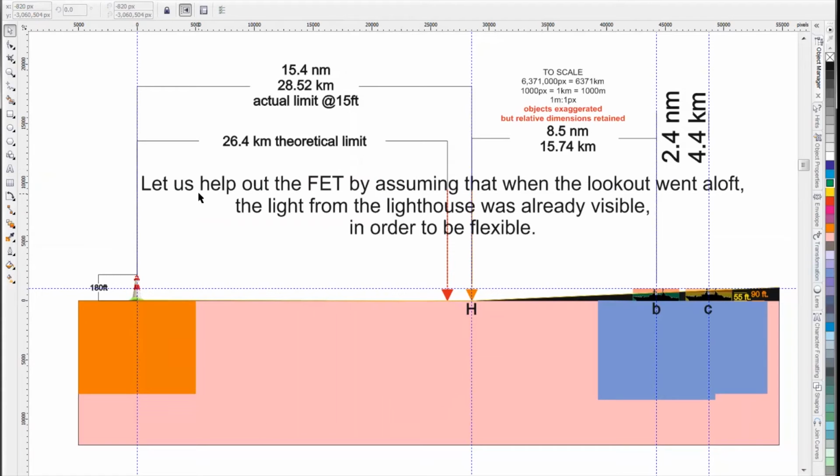However, let us help out the flat earth theory by assuming that when the lookout went aloft at point C, the light from the lighthouse was already visible, in order to be flexible. So for this purpose, I exaggerated the objects, but the relative dimensions and the distances are exactly the same. This will help out instead of zooming in and zooming out all the time.